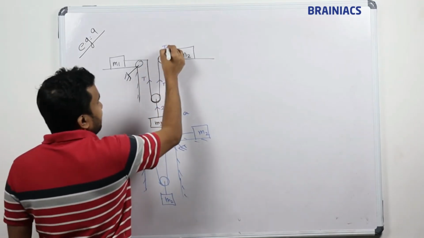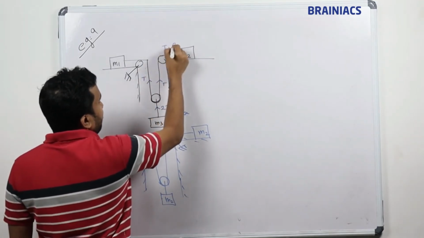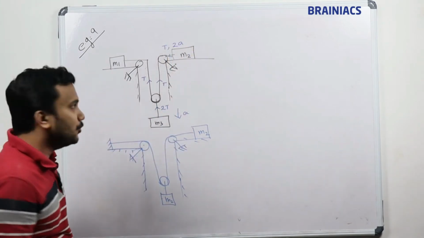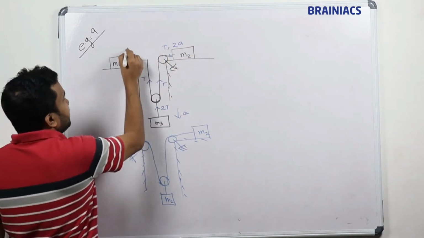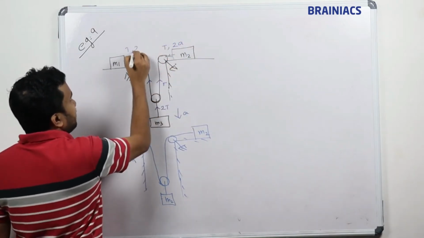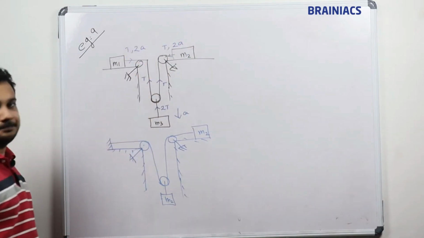So what will be the acceleration in this case? Acceleration T, 2A, because we need to get 2TA. So any one side should be compensated. So here if it is T, then we need to get 2TA. So what is the acceleration? 2A will be here.